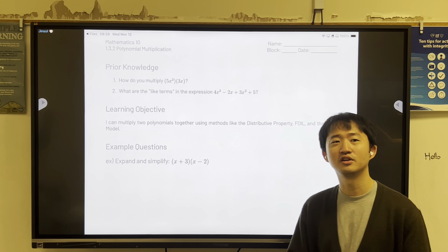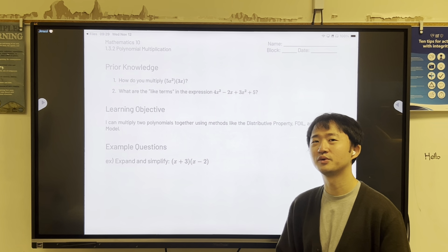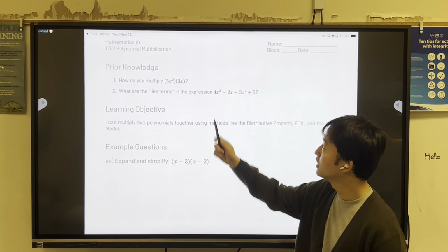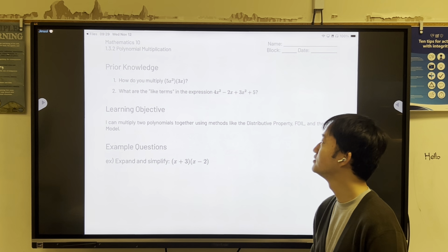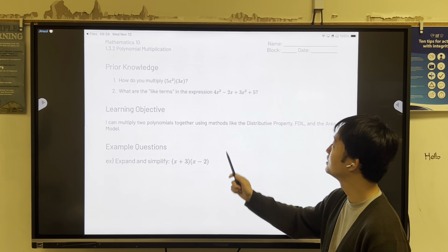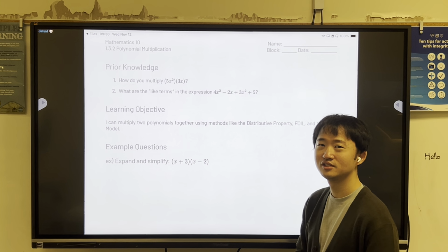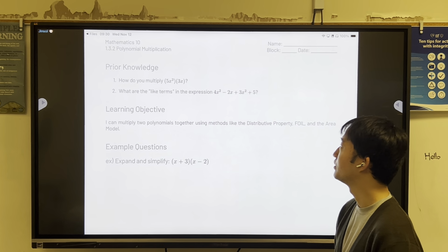Before we start, we need to have some prior knowledge of how to do this work here. The first one is, how do you multiply a 5x squared and 3x? And what are the like terms in the expression 4x squared minus 2x plus 3x squared plus 5?